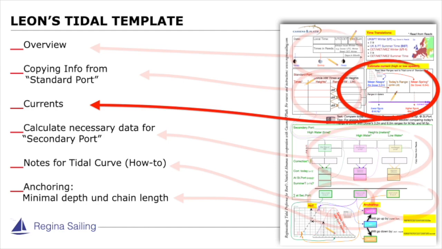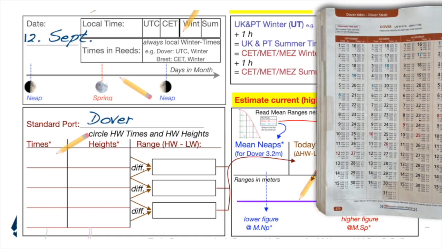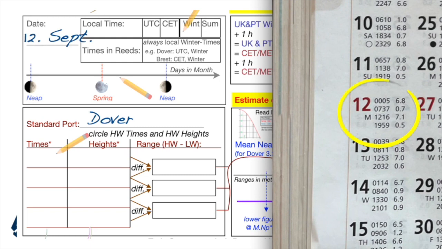So the currents, the strength of the currents, they have to do with the ranges. So what we do, we write here 12th of September, and we have Dover as our standard port. Okay, so what were the times and heights? We look up Dover. We have already found out that the time of high water is 12:16, as you can remember, and the next one is 00:39. But we haven't taken the height into consideration. The 12th of September is a red day. The 12th of September is a spring day.